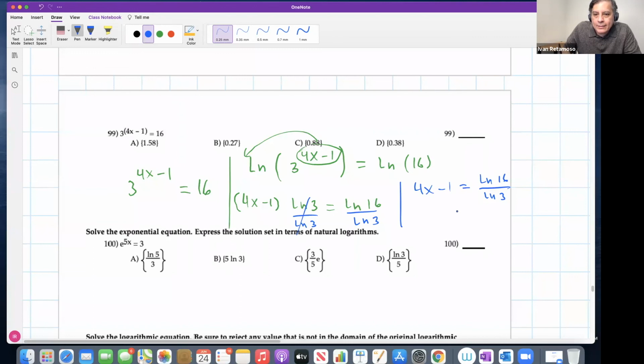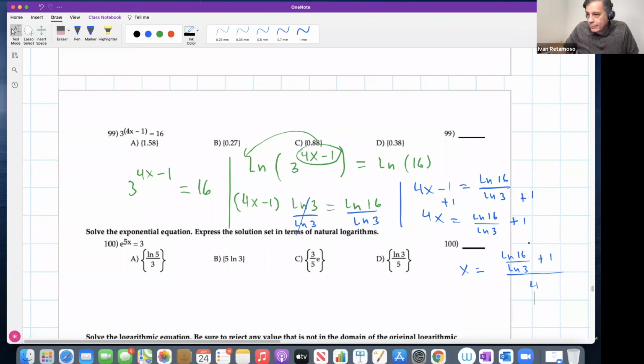Add 1 to both sides. 4x will be natural log of 16 over natural log of 3 plus 1, right? And dividing by 4 on both sides, you should get your answer. So your answer will be natural log of 16 over natural log of 3 plus 1, all over 4, right? Put all this in the calculator, and then you should get your answer for 99. See? Very good. 98, 99. It leads to 0.88, rounding, okay? So this is here.